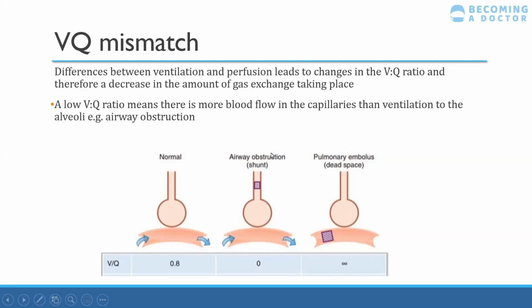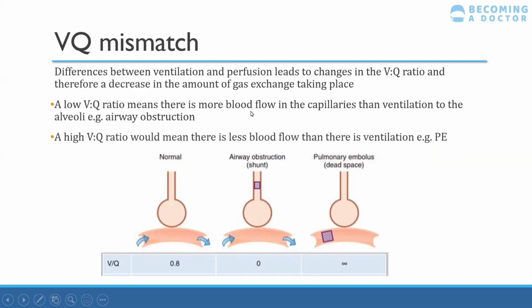And if you look at this little second image here that says airway obstruction, you can see that you've got something that's blocking your alveoli, so there is no ventilation to this alveolus, but you've still got blood flowing through the capillary. And that means you've got a VQ ratio of 0. And what that creates is something called a shunt. And that's basically when you've got no ventilation in the alveolus, but you've still got perfusion to the capillaries.